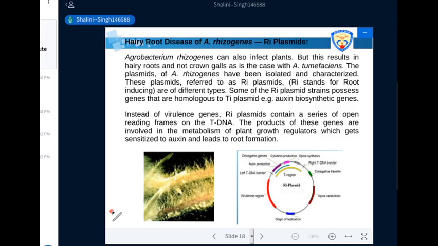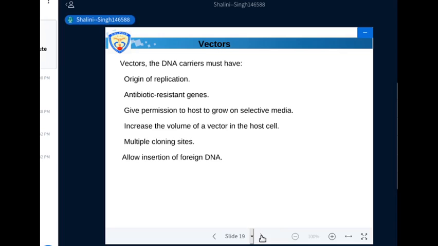Some of the RI plasmid strains possess genes that are homologous to the TI plasmid, for example, auxin biosynthetic genes. Instead of virulence genes, the RI plasmid contains a series of open reading frames on the tDNA. The products of these genes are involved in the metabolism of plant growth regulators, which get sensitized to auxin and lead to root formation.